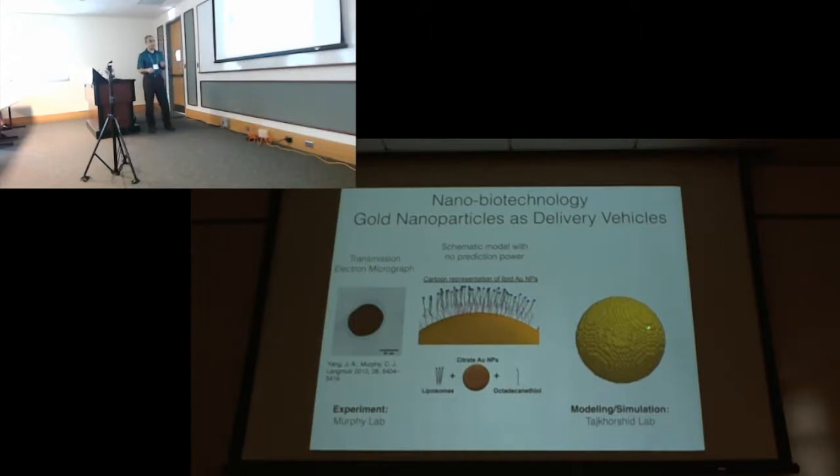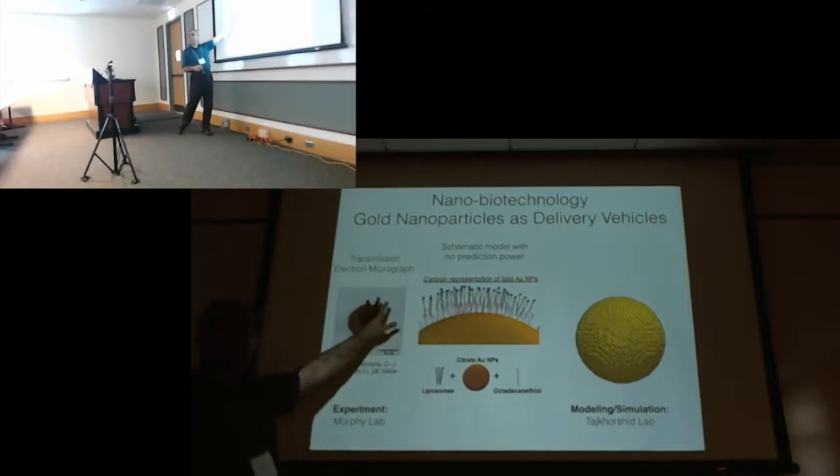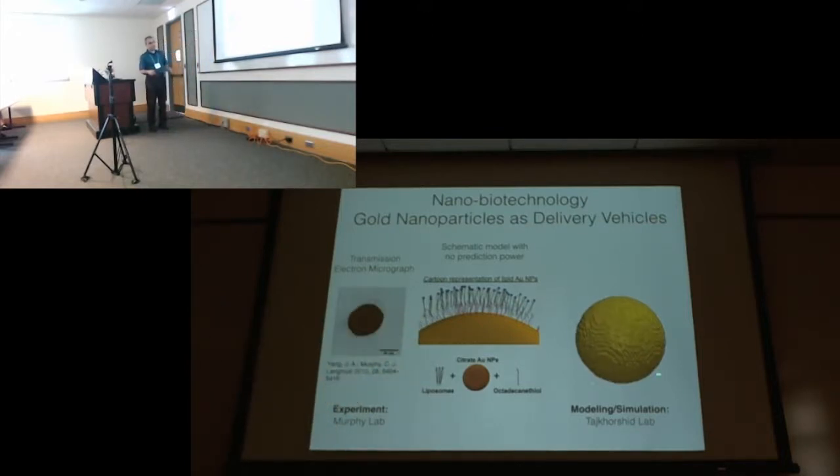You might have heard a lot about gold nanoparticles. And again, this is a collaboration with an experimental lab here at UIUC, Kathy Murphy. They do experiments on these, and we try to develop realistic models of what they are experimenting with. So this is the experimental data they get from the microscope, an electron micrograph here, and then these are, in the absence of atomistic simulation and modeling, the cartoon models that they have to work with to improve their design.